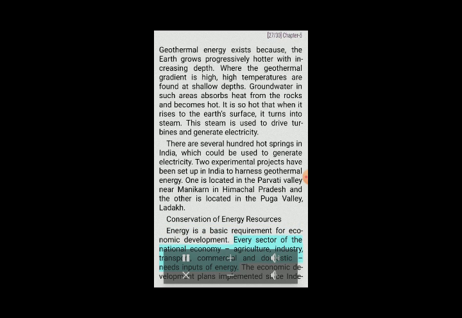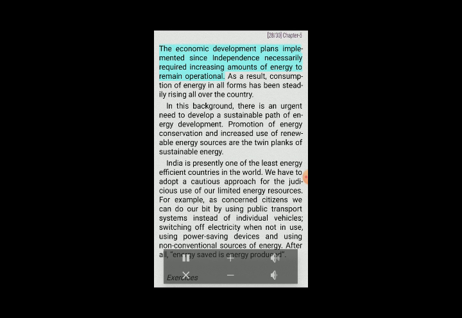Energy is a basic requirement for economic development. Every sector of the national economy, agriculture, industry, transport, commercial and domestic, needs inputs of energy. The economic development plans implemented since independence necessarily required increasing amounts of energy to remain operational. As a result, consumption of energy in all forms has been steadily rising all over the country. In this background, there is an urgent need to develop a sustainable path of energy development.